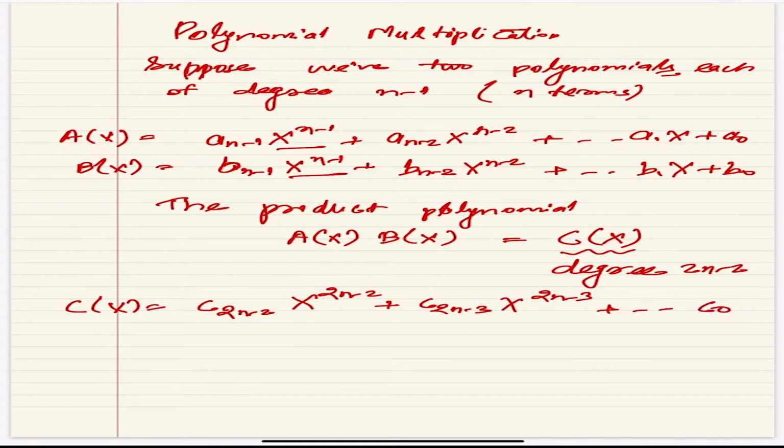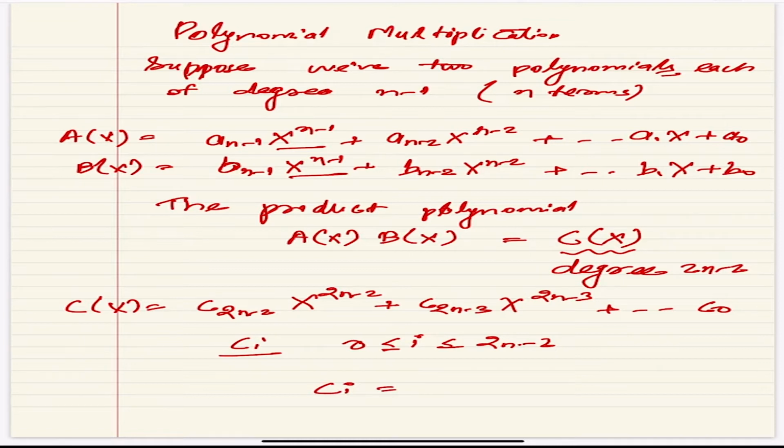Okay. Now what do I mean by getting the output c(x)? You see, that means I have to get the coefficient c_i, where i is greater than or equal to 0, less than or equal to 2n minus 2. So there are 2n minus 1 such coefficients and I have to get each of them. If I get these 2n minus 1 coefficients, I have my output. So that's what I need to do. So how do I compute an individual c_i?